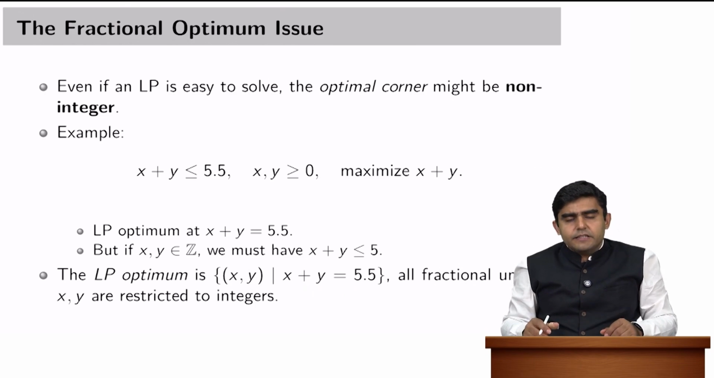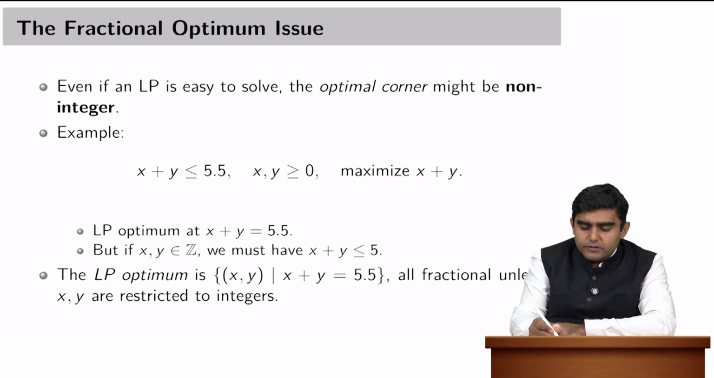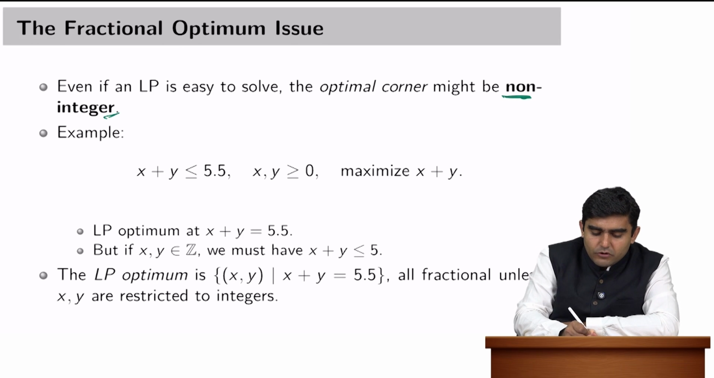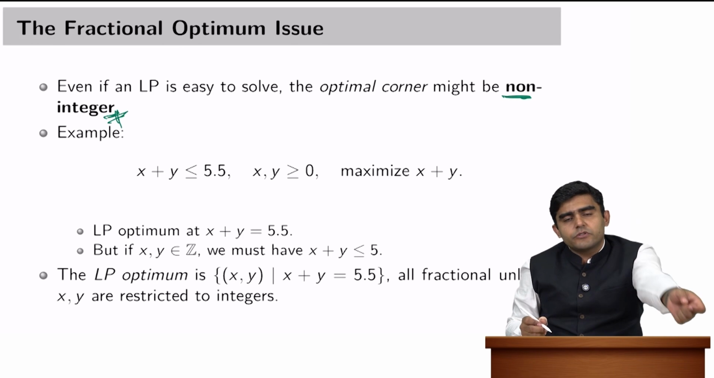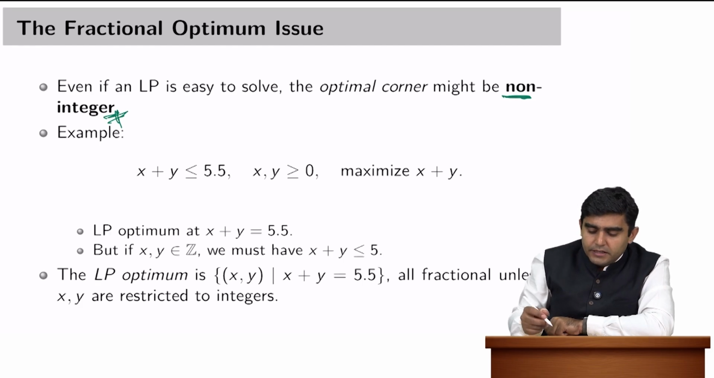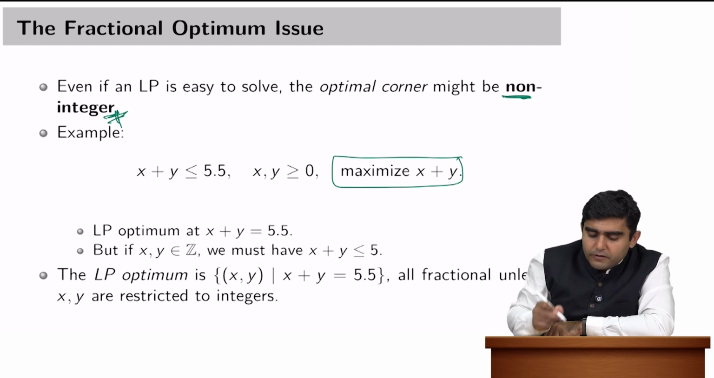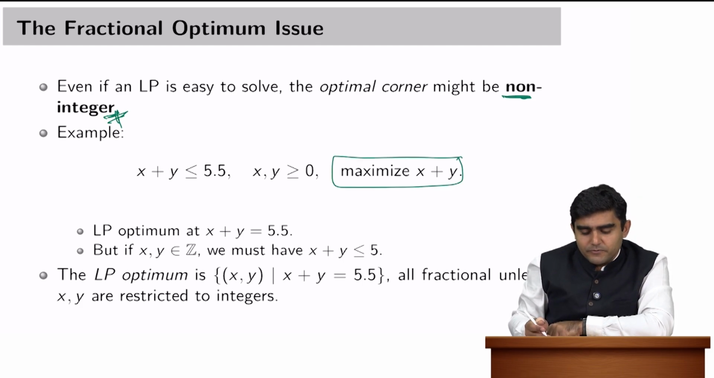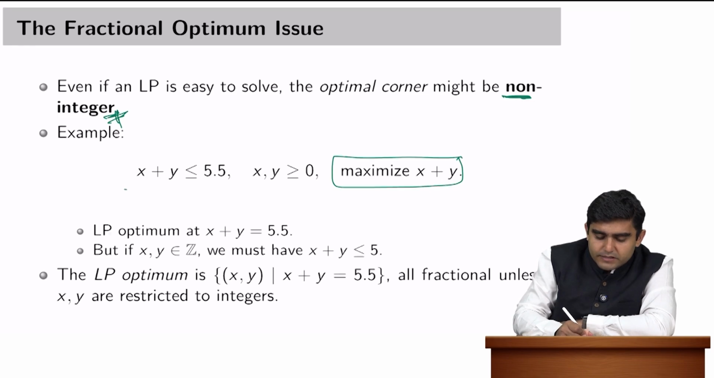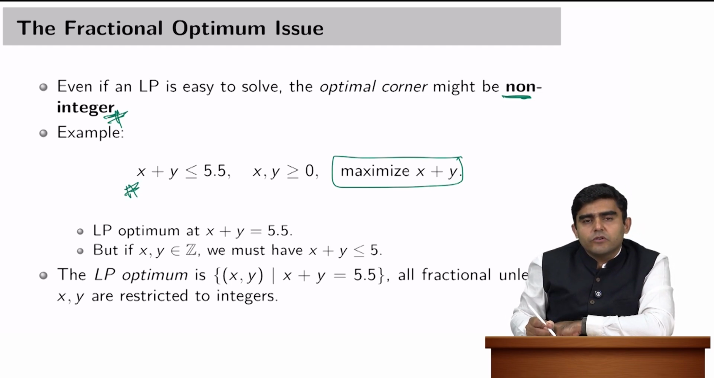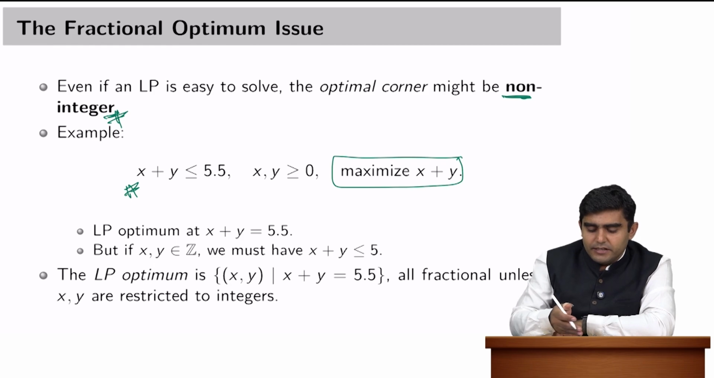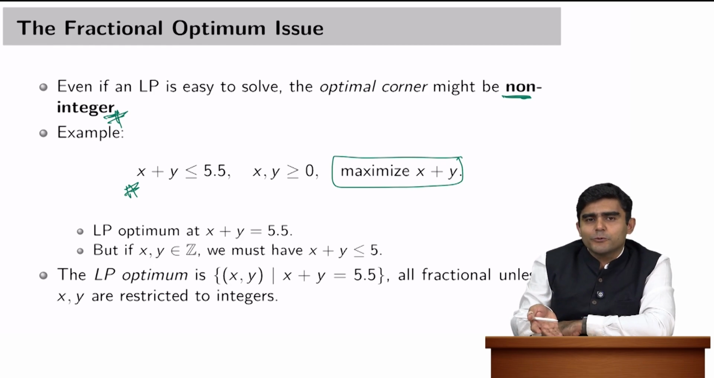So, we have already seen that while LP is easy to solve, the optimal corner point is a non-integer, and I will again illustrate this point with the help of an example. Let us say that we have a problem of the nature: maximize x plus y, subject to the constraint x plus y less than or equal to 5.5, and x and y are greater than or equal to 0. Now, this is a very simple problem. In linear programming space, the solution is so obvious, you don't even have to go to the simplex method.